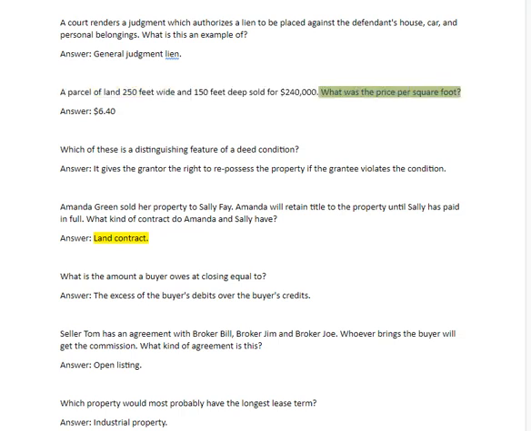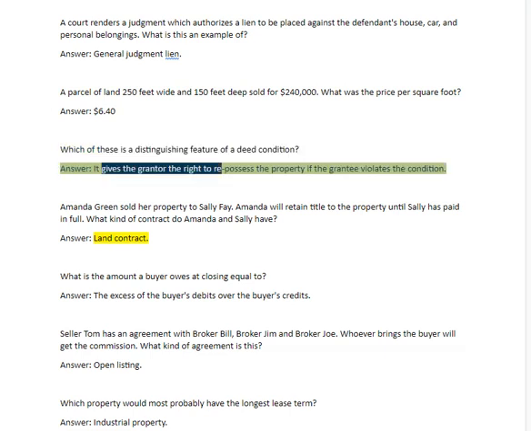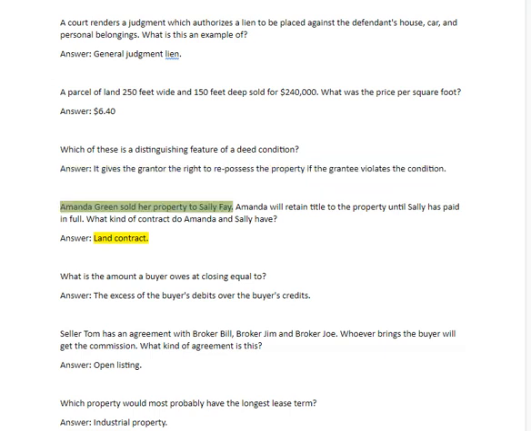A parcel of land 250 feet wide and 150 feet deep sold for $240,000. What was the price per square foot? Answer: $6.40. Which of these is a distinguishing feature of a deed condition? Answer: it gives the grantor the right to repossess the property if the grantee violates the condition. Amanda Green sold her property to Sally Fay. Amanda will retain title to the property until Sally has paid in full. What kind of contract do Amanda and Sally have? Answer: land contract. What is the amount a buyer owes at closing equal to? Answer: the excess of the buyer's debits over the buyer's credits.